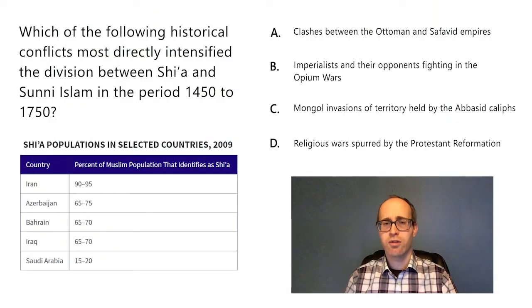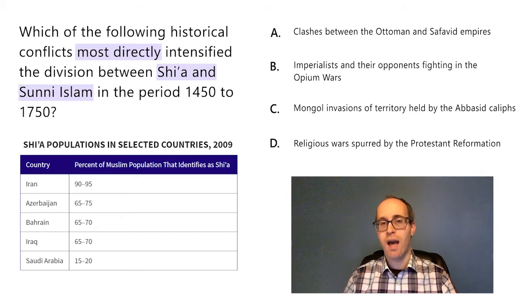This question asked you to identify a historical conflict that most directly intensified the division between two sects of Islam, Shia and Sunni. Now this problem illustrates that sometimes on the AP World History exam, there may be more than one way to get to the correct answer. One road is content knowledge and the other road is critical thinking and process of elimination.